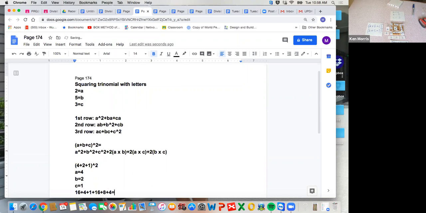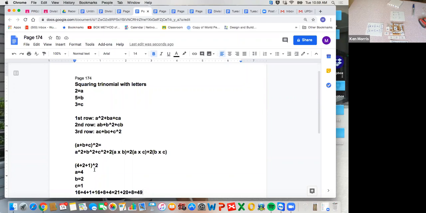So I know that the squaring of this trinomial is 16 plus 4, which is 20. Plus 1 is 21. Well, let's just do 21. Plus 16 plus 4 is 20. Plus 8 is equal to 41 plus 8 is equal to 49, which in fact is 7 squared. Okay.